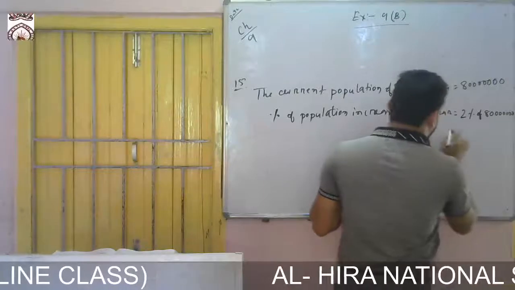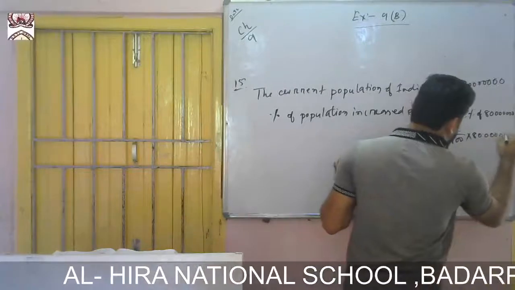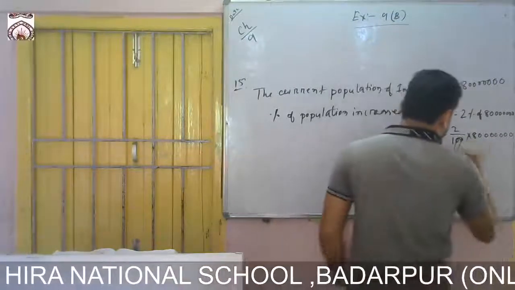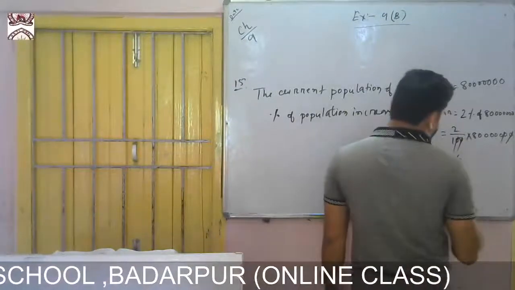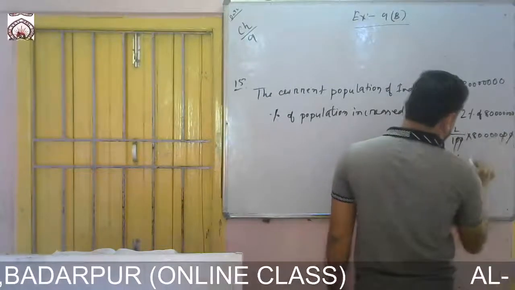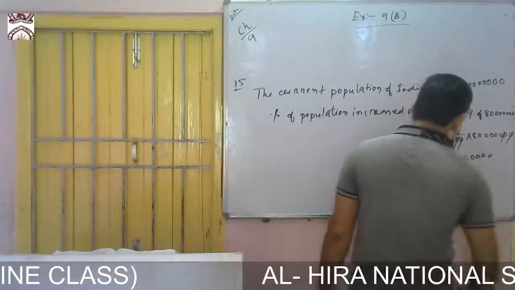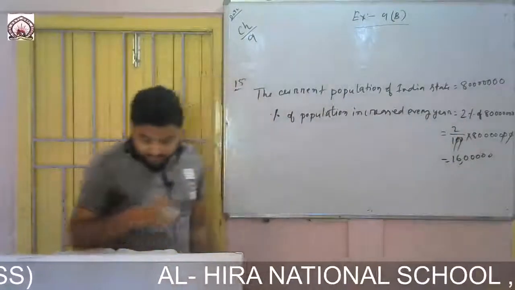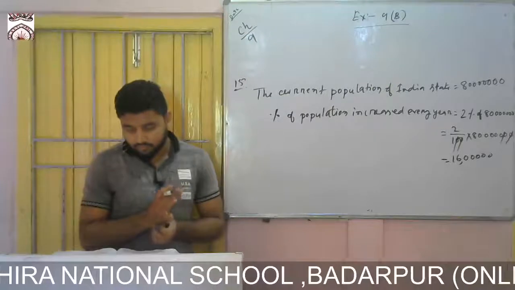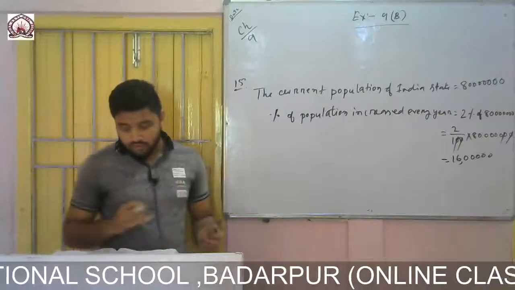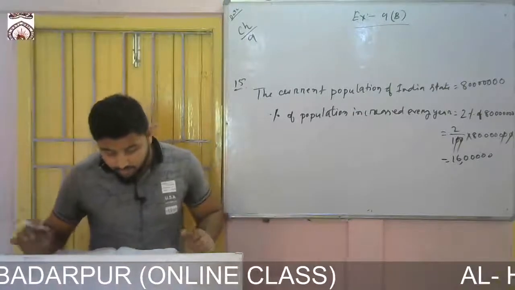Then it will be 2 by 100 into 8 followed by 7 zeros. Okay, now cancel 2. This 2 you cancel. Then remain 8 2s are 16. Then 5 zeros. So it is 16 lakh. Okay. So the population increased is 16 lakh.